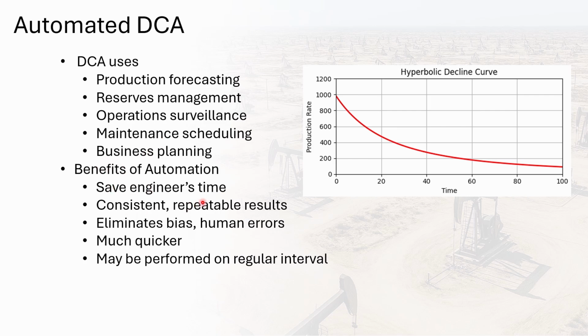Benefits of automation are several. First of all, it saves the engineer's time. It gives consistent and repeatable results, eliminates bias and human errors, is much faster than a human doing it, and may be performed at regular intervals. The computer never sleeps.